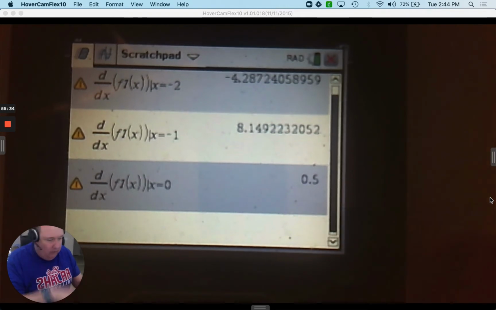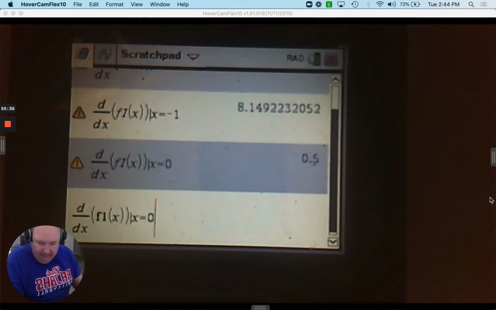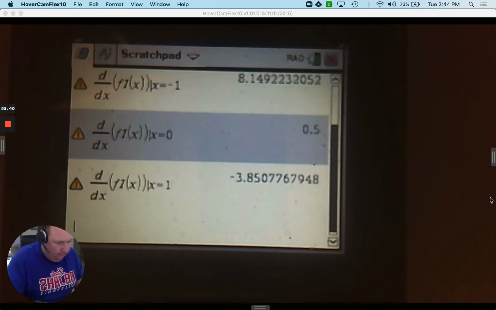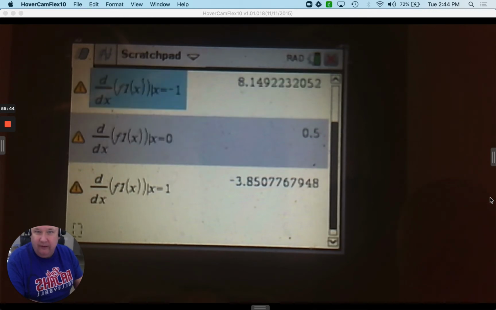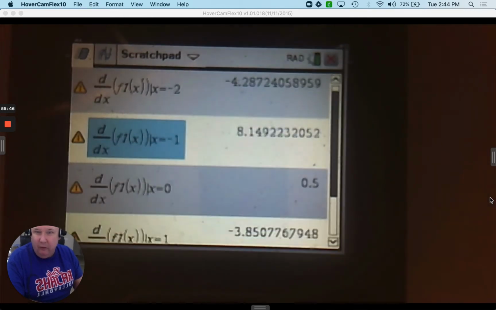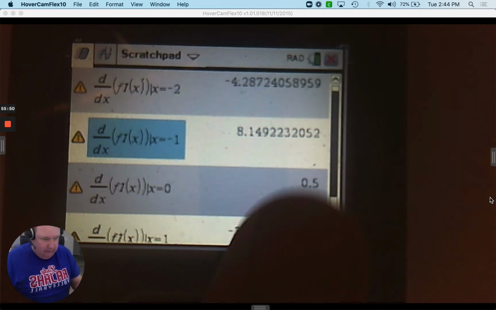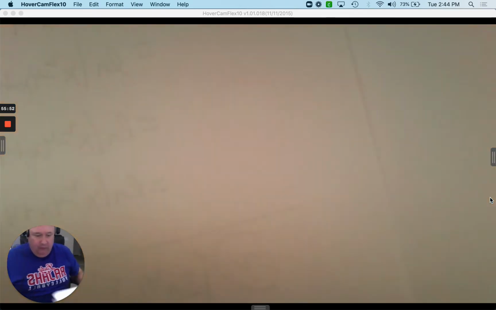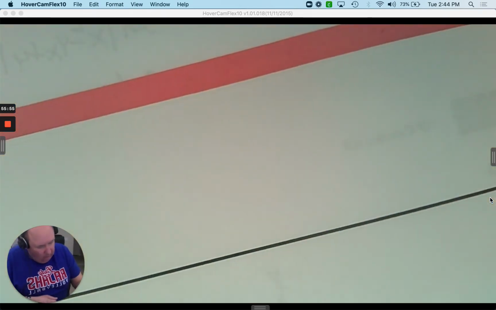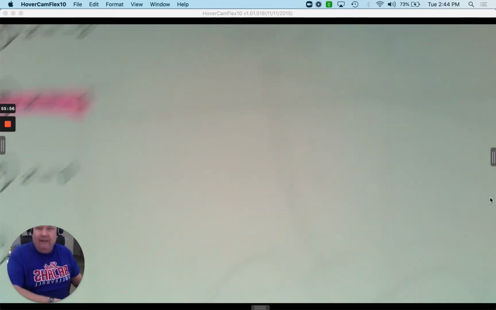And then one more time at positive 1. So of those, which one gave me the greatest derivative value? That would be the greatest slope. And the answer is that negative 1 gave me the greatest answer for the derivative, the biggest answer. So the answer there is negative 1. All right, we're going to try that again.